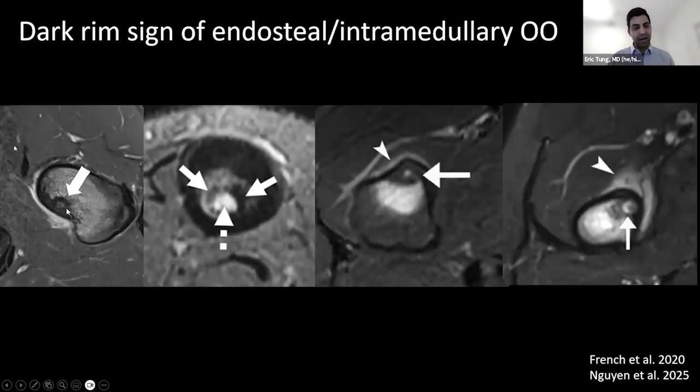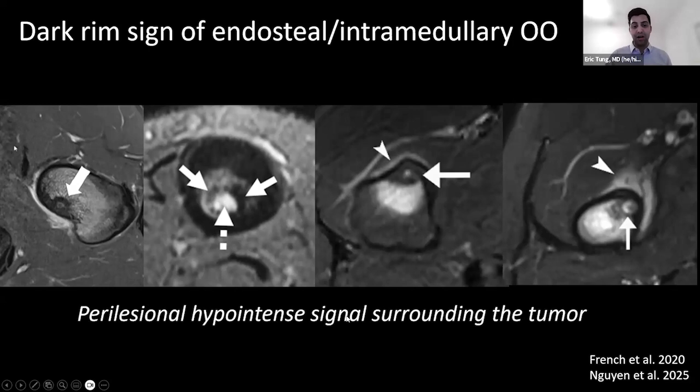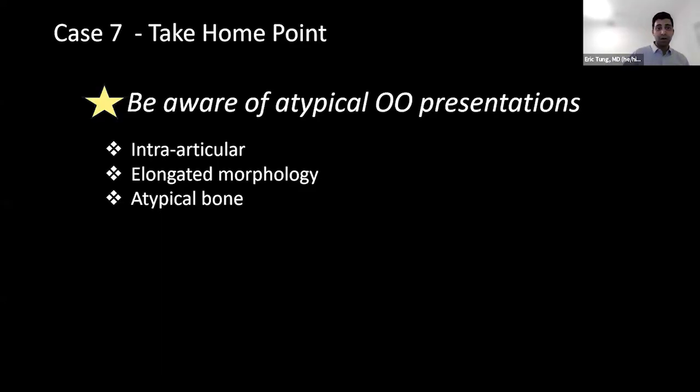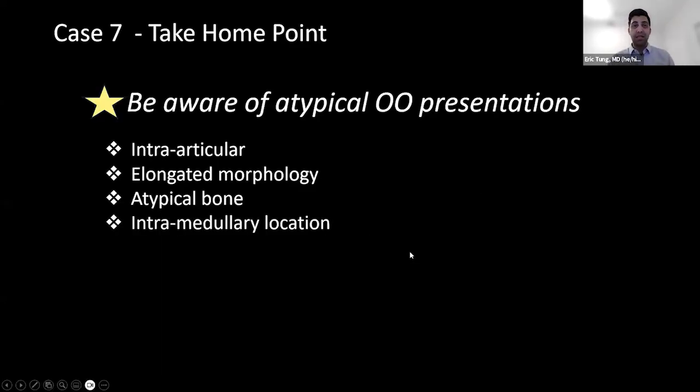When you can make out this almost ring of hypointense signal on T2 weighted imaging that outlines where the tumor is located. These are endosteal or intramedullary lesions, and this is something that can help support your diagnosis of an intramedullary or an endosteal osteoid osteoma. Is this perilesional hypointense signal or rim surrounding the tumor. So our take-home point here is to be aware of atypical OO presentations. The intramedullary location is a possibility.